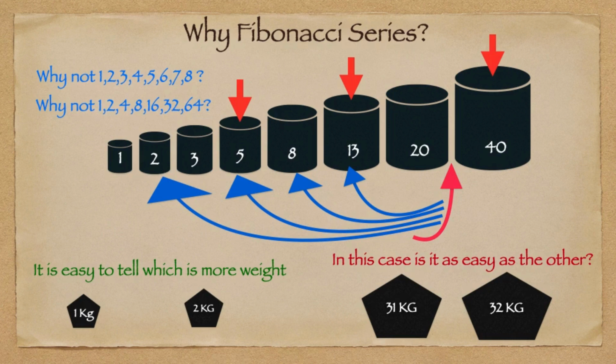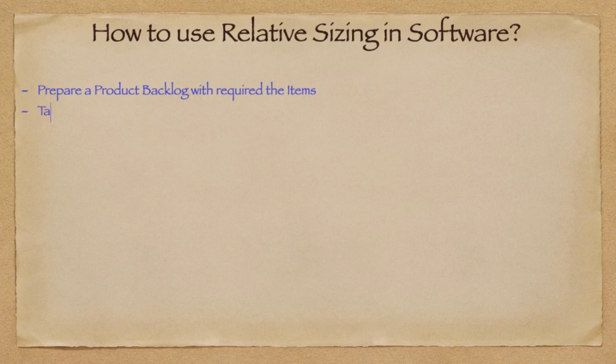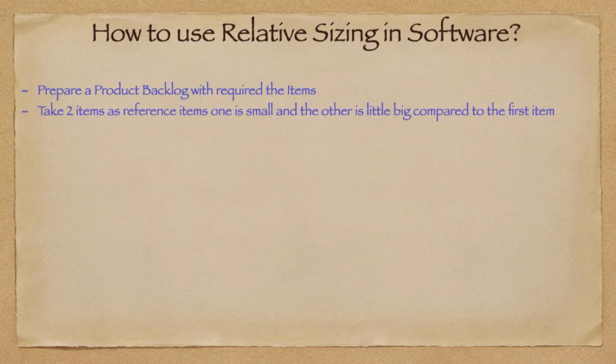Now, how can you use this relative sizing in a software project? The very first point you have to do is prepare a product backlog with required items for the product. Basically, the product owner will create the product backlog. And then from the list, let the developers choose 2 reference items. As we discussed in the example, banana is the first reference. Based on the complexity, uncertainty and volume of work involved, they have given 2 story points for banana. Similarly, compared to banana, they have identified apple as a second reference.